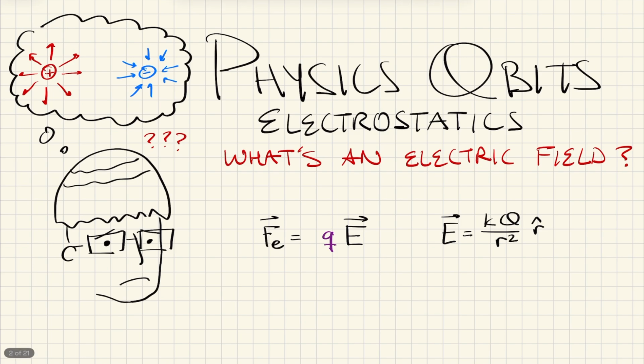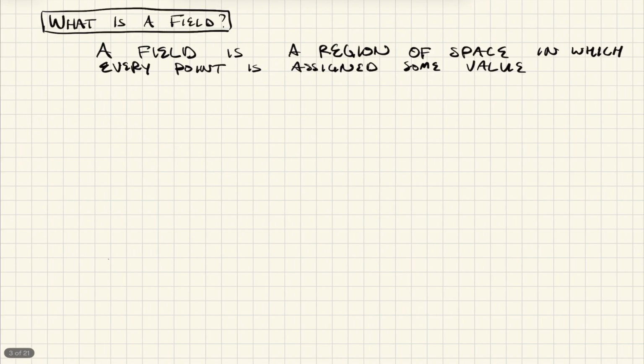Alright, so before we talk about the electric field, I wanted to take a second just to discuss what a field is, because it's actually a formal mathematical idea. A field is a region of space in which every point is assigned some value. This value can be basically anything, but in intro physics, we'll really encounter two kinds of fields.